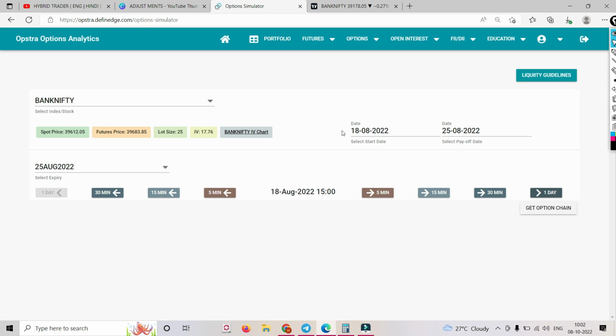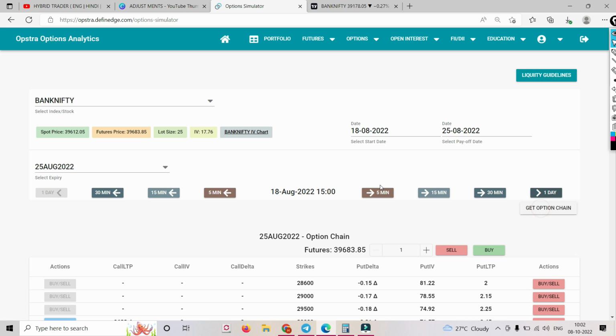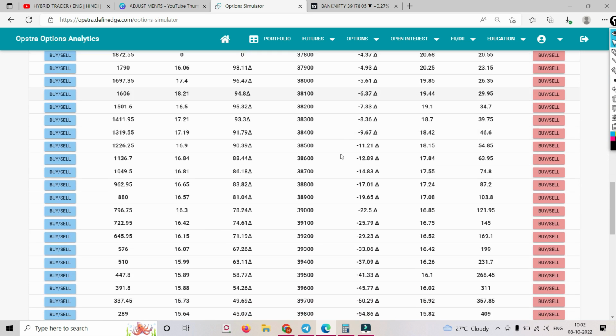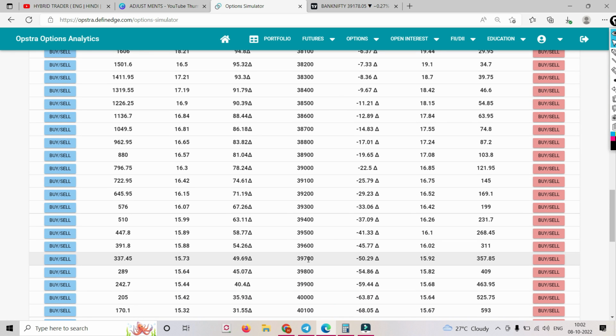So this is the start date, 18th is the start date, 25th is the expiry, right? We are at 3 p.m. So we are going to deploy a debit spread, a put debit spread. The market stands at 39,683. Let's take it as 39,700, a round figure. Okay, let's do it very quickly, right?